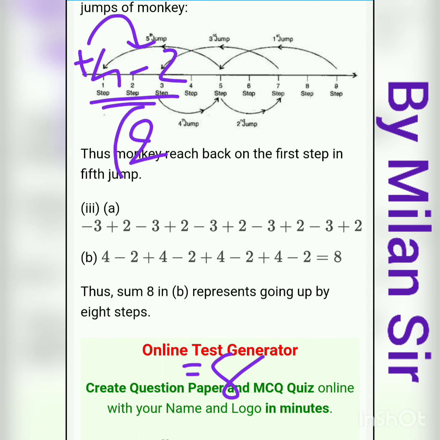But we want the answer 8, right? So total how many times we need to repeat these things? 4 times, right? Because 2 fours are 8. If we repeat these things 4 times, then finally our answer becomes 8.